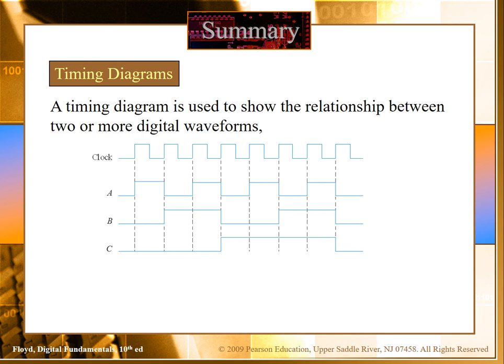Next we started the topic of timing diagrams. As we discussed last time, we use timing diagrams for displaying the outputs of digital systems. It reflects the relationship between the different digital waveforms. For example, we have one clock signal, so our system is operating on this clock, and we have other inputs or outputs of the system, which we are reflecting as A, B, and C.